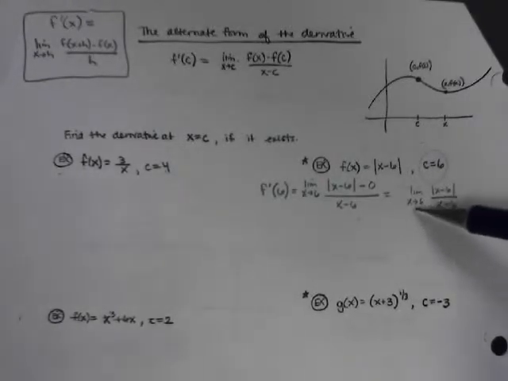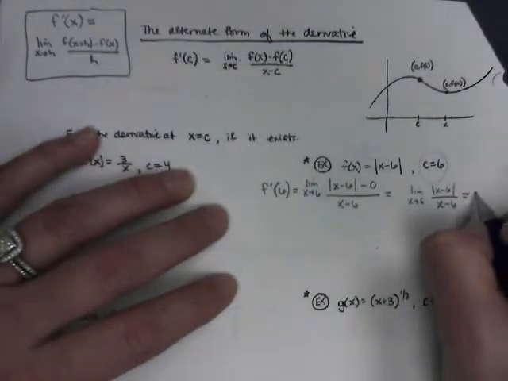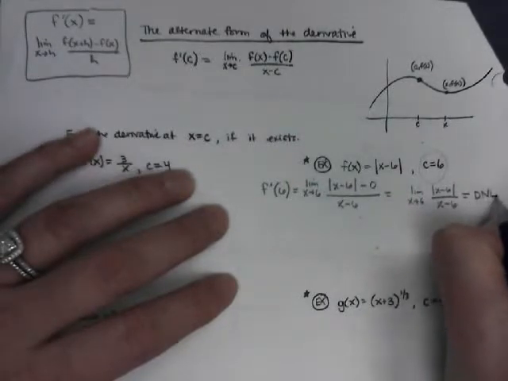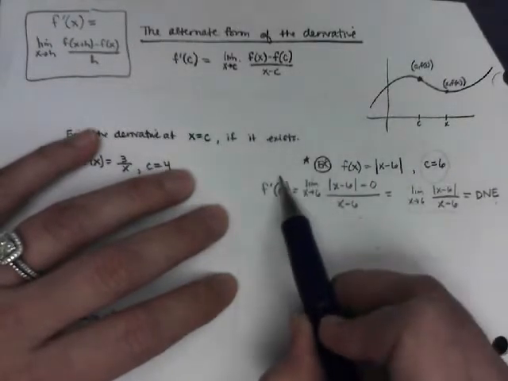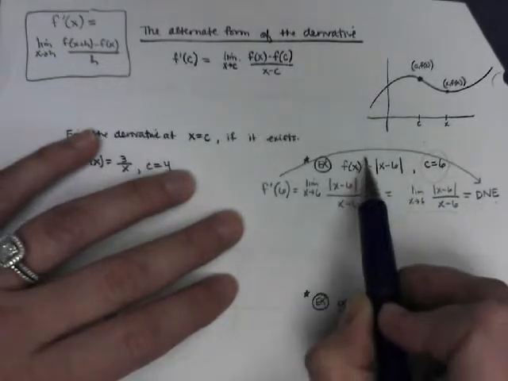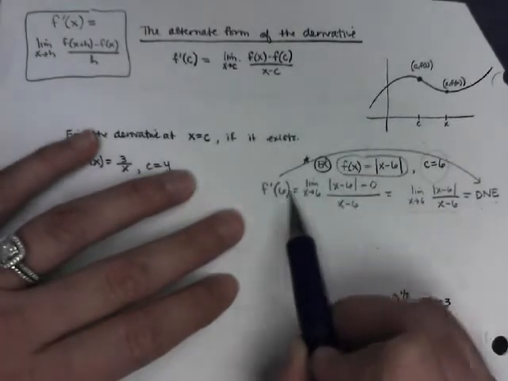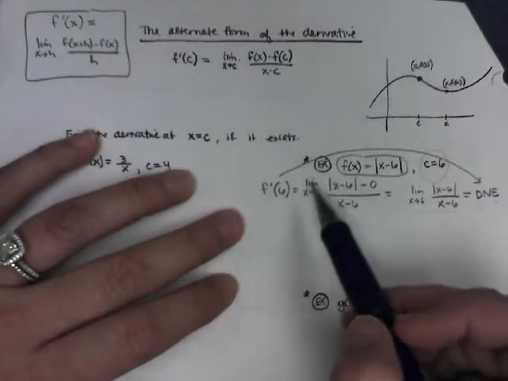And if you approach 6 from the left, it'll be negative 1. If you approach it from the right, it'll be positive 1. And hence, we know that the limit of a jump function at the place that it jumps does not exist. So if that limit doesn't exist, well then the derivative, or the slope at 6, doesn't exist.